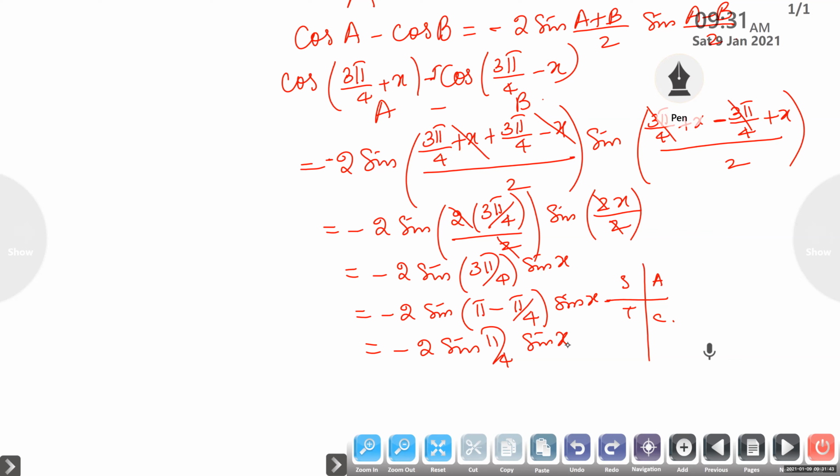Minus 2 sine pi by 4 into sine x, which is the same as, apply the values here. So it is minus, sine pi by 4 is 1 by root 2, into sine x. The 2 and root 2 you can cancel, the answer will be minus root 2 sine x, which is the same as RHS. We started from LHS and we proved that it is equal to RHS.